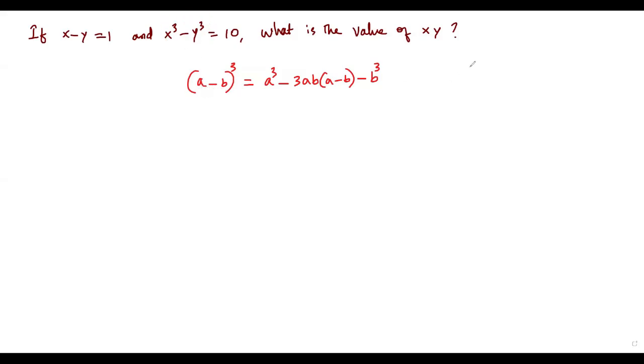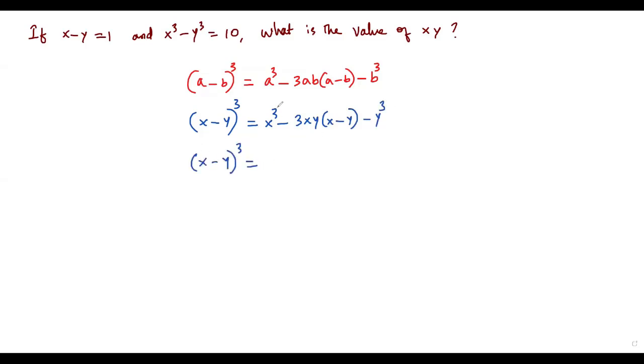So when I do so, I'm getting here on the left side (x minus y) whole cube. So I replace a by x and b by y. The same thing I have to do on the right side also. So when I replace a by x, I'm getting x cube minus 3ab, meaning 3 times x times y, times (x minus y). Okay, so (x minus y) the whole cube.